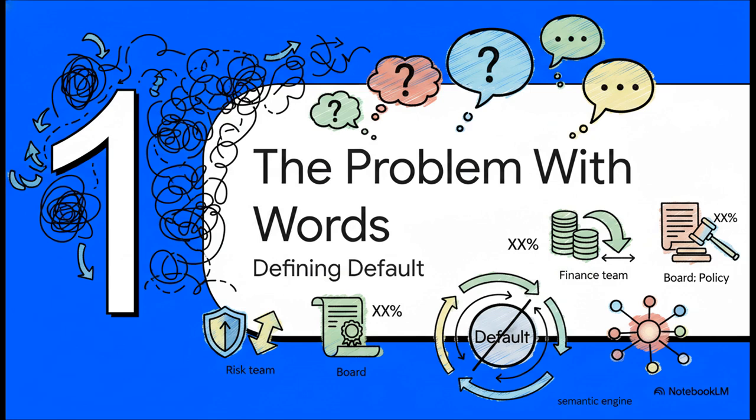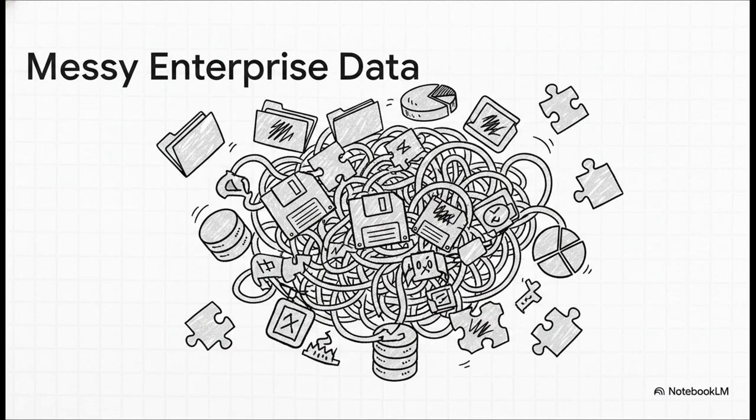Section 1. The problem with words, defining default. So the reality behind those 4 drastically different numbers is fascinating. Everyone is right. Actually, the problem isn't the math at all. The problem is the word default. You see, the risk team needs an early warning system, so they count a loan as defaulted at just 30 days past due, looking only at the principal. To them, 49% of loans show early distress.